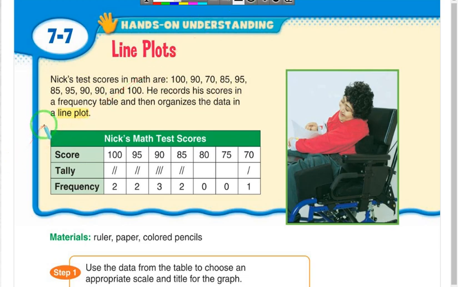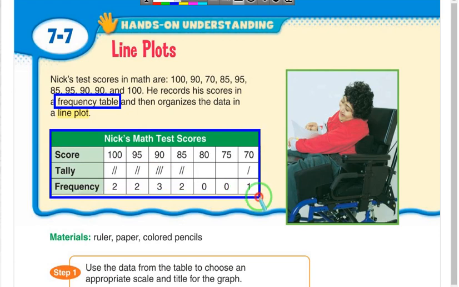I really do care about the mathematical words, so I hope you underline the words and connect them with the concepts. What do we mean by a frequency table? I hope you underline or highlight this and the table, and connect them together. A frequency table is a table that organizes data, and then organizes the data in a line plot. So here we have a score, tally, and frequency.